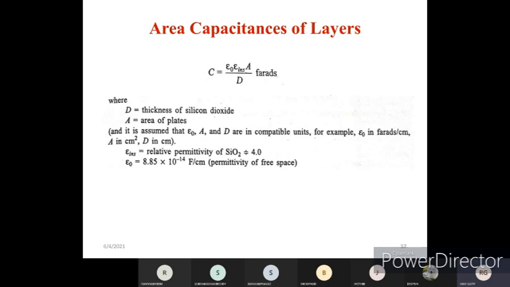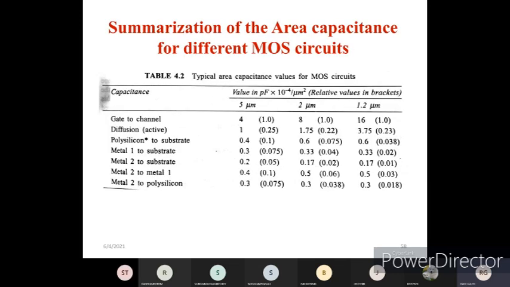And for the free space permittivity, it is a constant value and it is standard. So for this constant value we represent epsilon naught as 8.854 into 10 power minus 14. These are the areas where we can expect a capacitance will be induced because of the deposition of silicon dioxide between the two metals or between the two semiconductor materials.